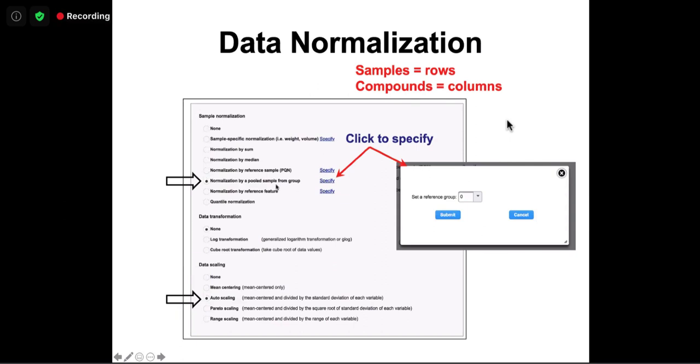So for this one, this is a cow rumen. What we want to use is a reference group. It's called normalization by a reference sample, also probability quotient normalization, which is well used for NMR metabolomics. What it does is try to use a sample and normalize everything against that sample.